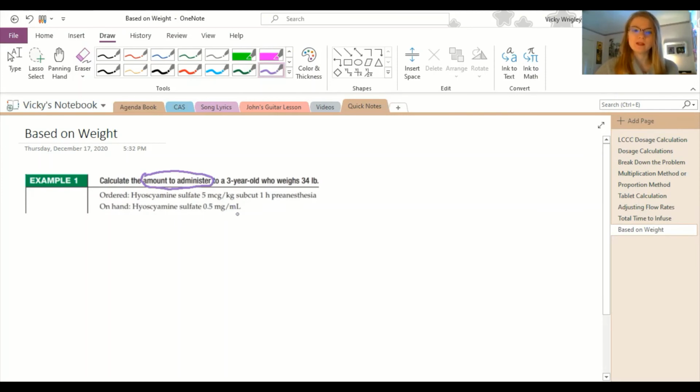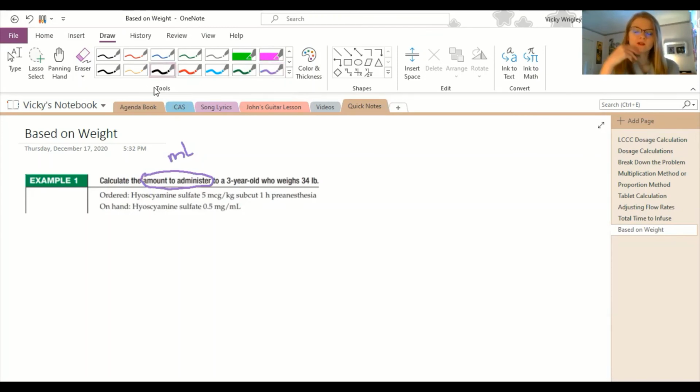So for every milliliter, there's going to be 0.5 milligrams of the drug. So the amount to administer is going to have to be in milliliters. We're going to need to administer a certain amount of milliliters so that the patient gets the drug that they need. So we're looking for milliliters. Our answer is going to be in milliliters.